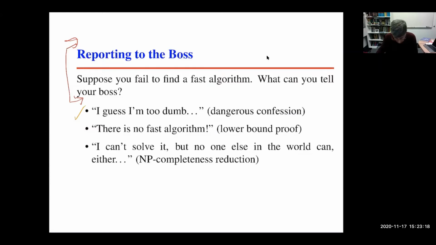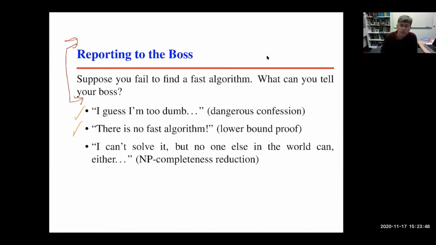Much better would be if you could do something like we did early in the semester when we talked about decision trees for sorting. Maybe you could prove there absolutely positively cannot be in this universe a fast algorithm for bandwidth. Okay? Now that would be good. The boss can't fire you, okay?